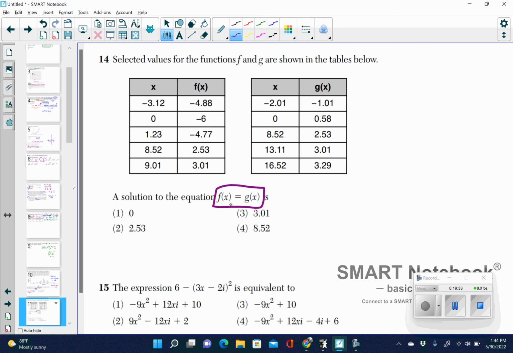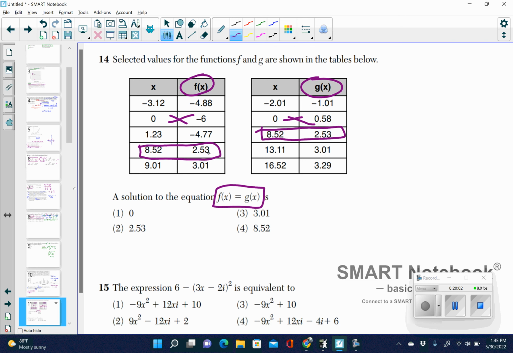So what we're looking for is to see where are numbers that, here's f of x, right, and here's g of x, and we're looking to see where you have points that are the same. So negative 3.12 is not here. 0, negative 6, nope, that's not what I have here, so that is not going to be correct. 1.23 is not here. 8.52, okay, and 8.52. Look, they're the same.